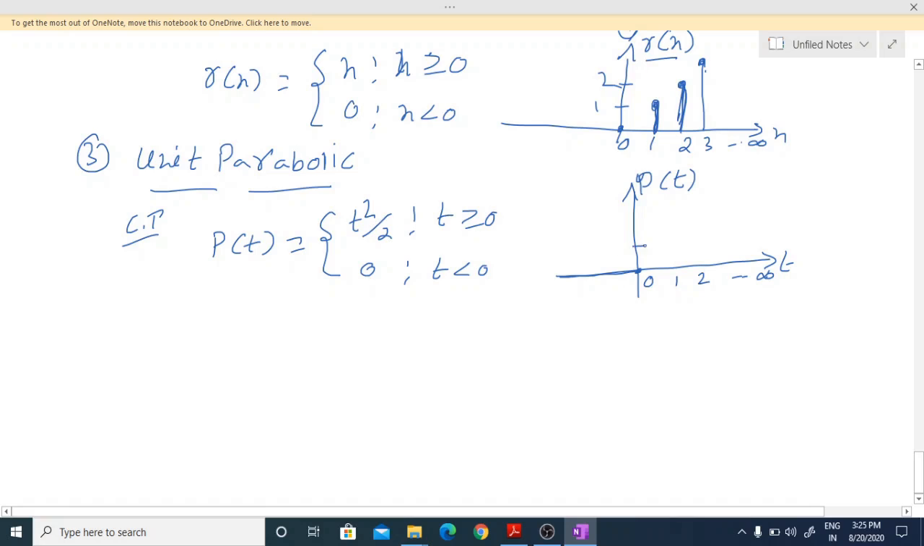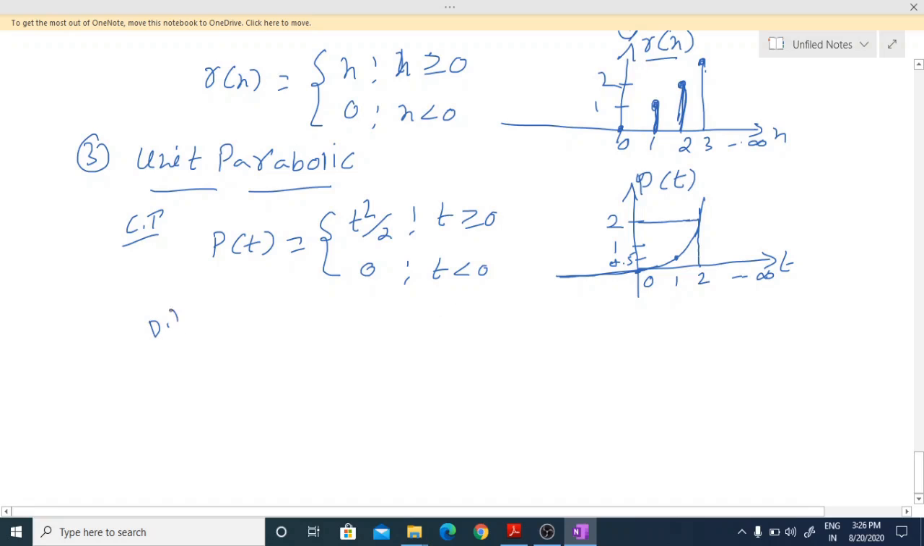Now I draw the parabolic signal. At 1 we get the amplitude 0.5, and at 2 the corresponding amplitude is 2. So this is the parabolic signal in our continuous case.